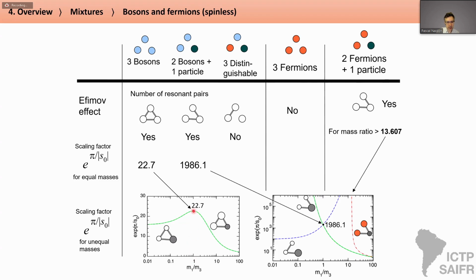So for the equal mass case, we have the scaling factor is 22.7. And you see that whether we change the mass ratio in one way or another, we actually can reduce this scaling factor. So we have a denser spectrum. So it's actually favorable for the Efimov effect to have particles of different masses.